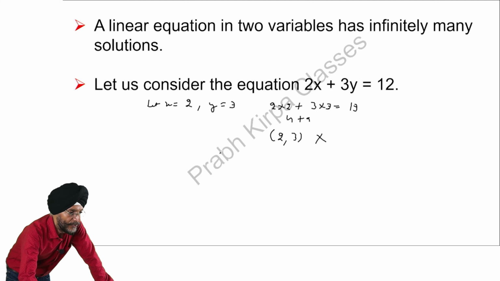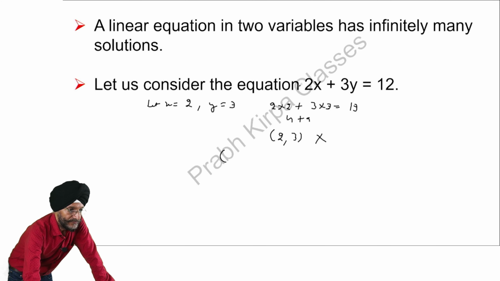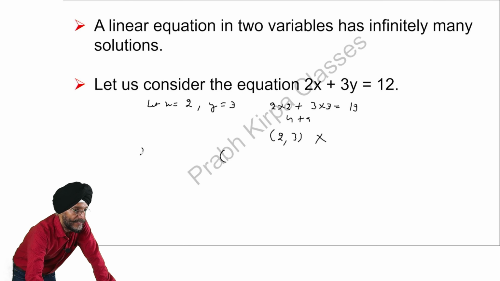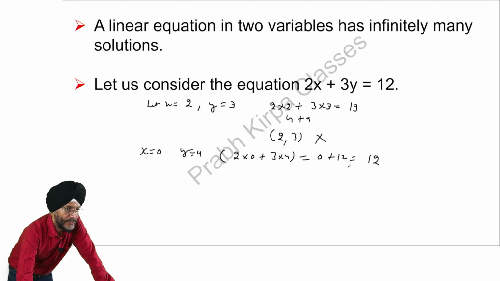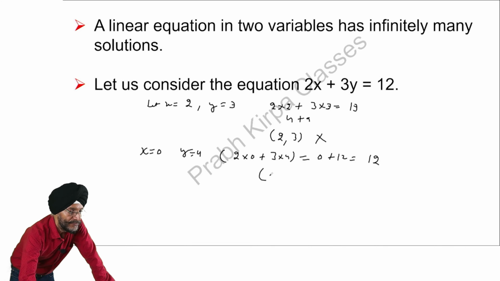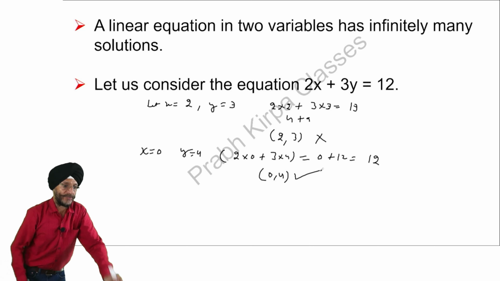However, if we take x is equal to 0 and y is equal to 4, what is the situation? It comes 2 into 0 plus 3 into 4. So it becomes 0 plus 12. So here 12 comes. So here the solution is (0, 4). Here it is the correct solution.